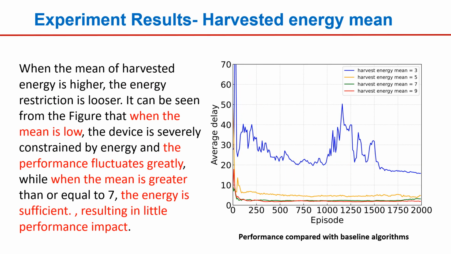The fourth figure is the impact of energy abundance on performance. It can be seen from the figure that when the mean is low, such as 3, the device is severely constrained by energy, and the performance fluctuates greatly. While when the mean is greater than or equal to 7, the energy is sufficient, resulting in little performance impact.